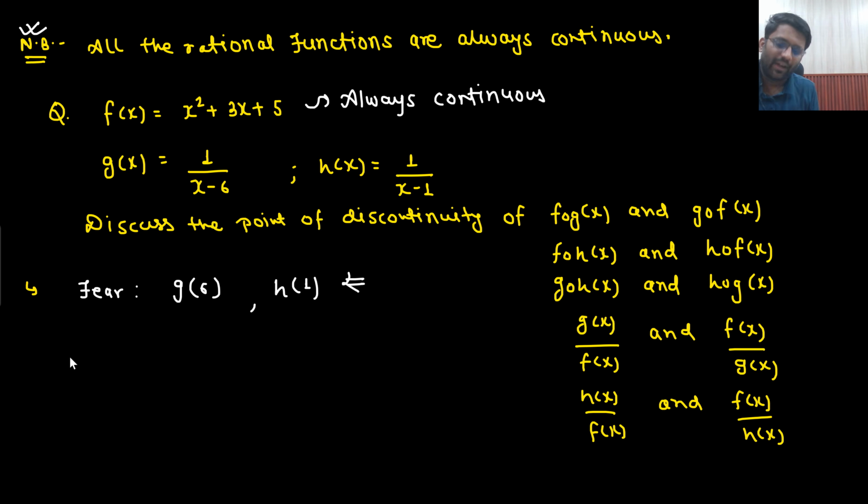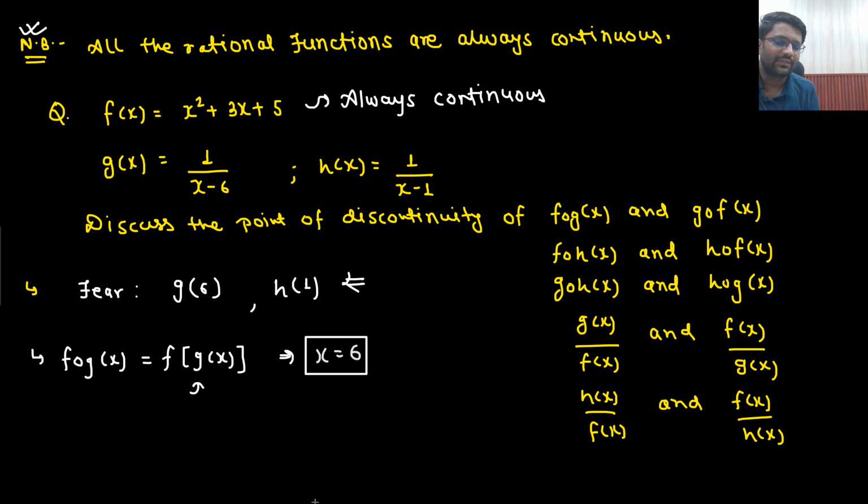Okay. Now let's talk about f of g(x). Now I went to g and I asked him, what is your fear? He will say x being 6. Then this is one of the points of discontinuity. I will go to f and ask him, who is your fear? f will say, no one is my fear. No matter whatever is inside me, I will always be continuous. That's it. First one is done. For f of g(x), this is the answer.